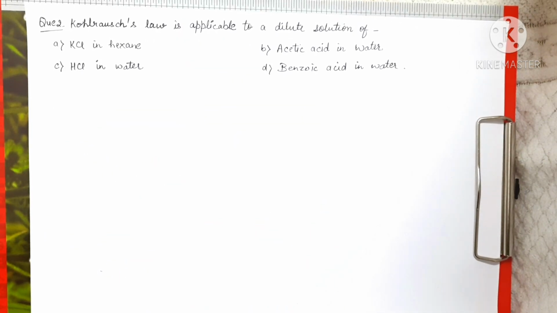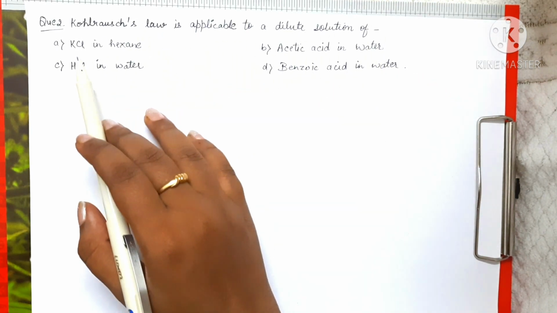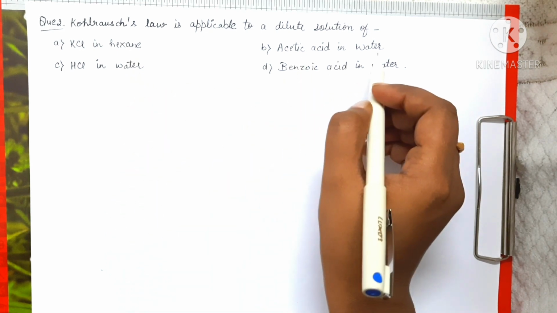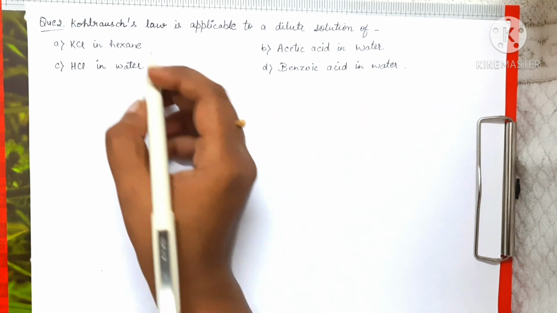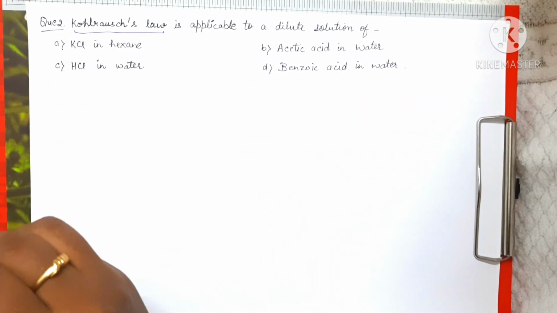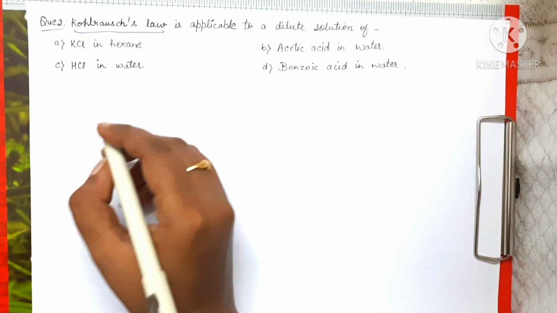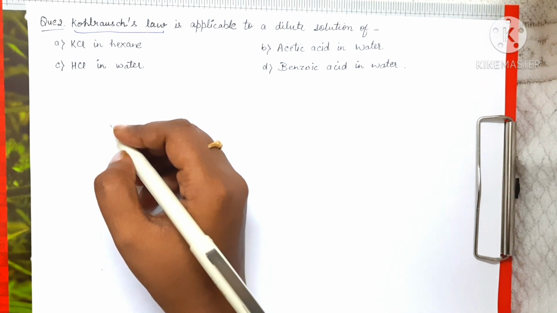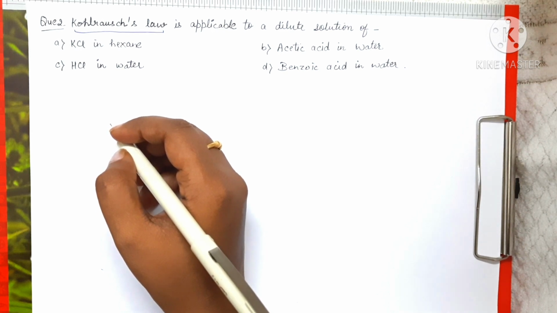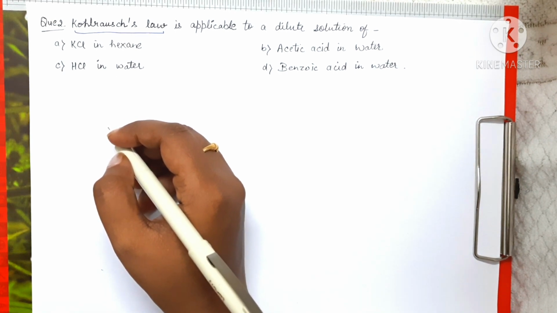So the next question says that Kohlrausch's law is applicable to a dilute solution of KCl in hexane, acetic acid in water, HCl in water, or benzoic acid in water. So basically if we look at Kohlrausch's law, then what it says is that at infinite dilution, meaning the solution is diluted, that is we have added so much water into the solution, that when dissociation is complete, each ion is going to make a definite contribution to the molar conductance.